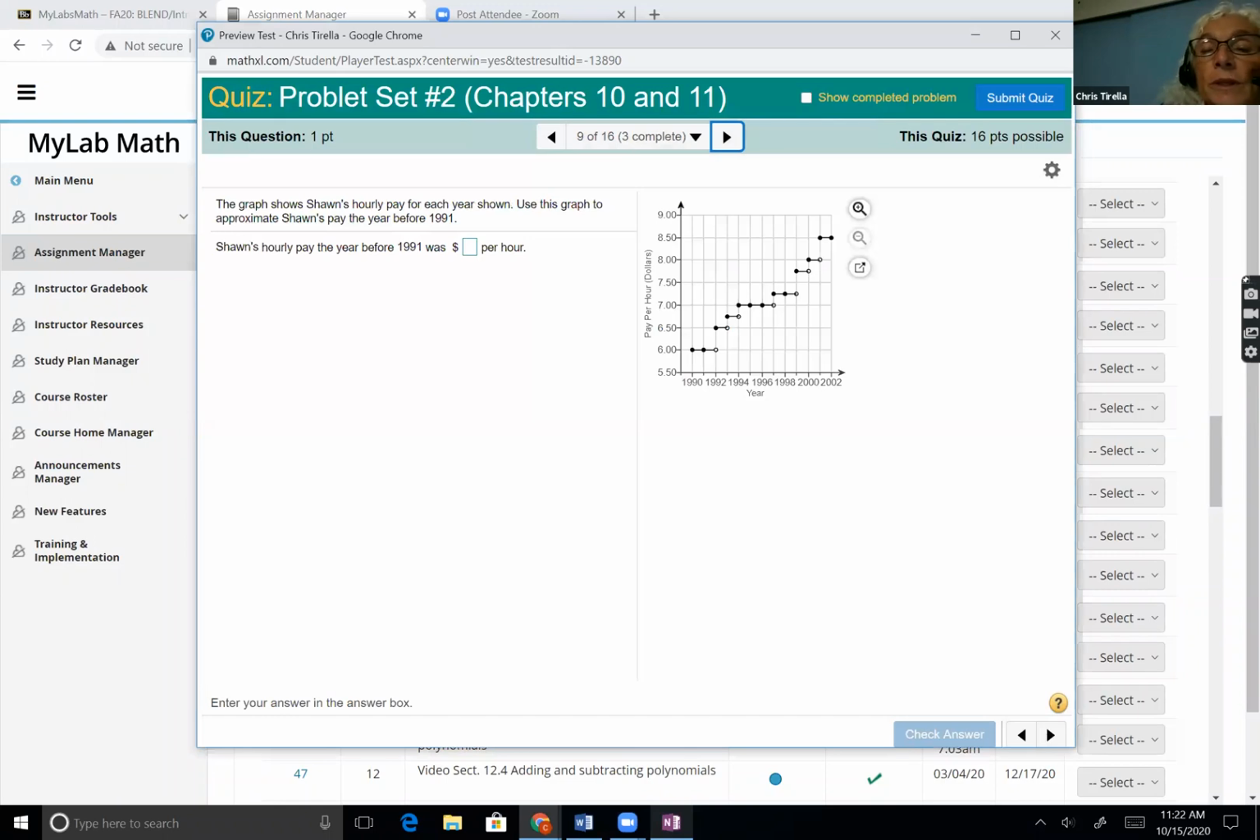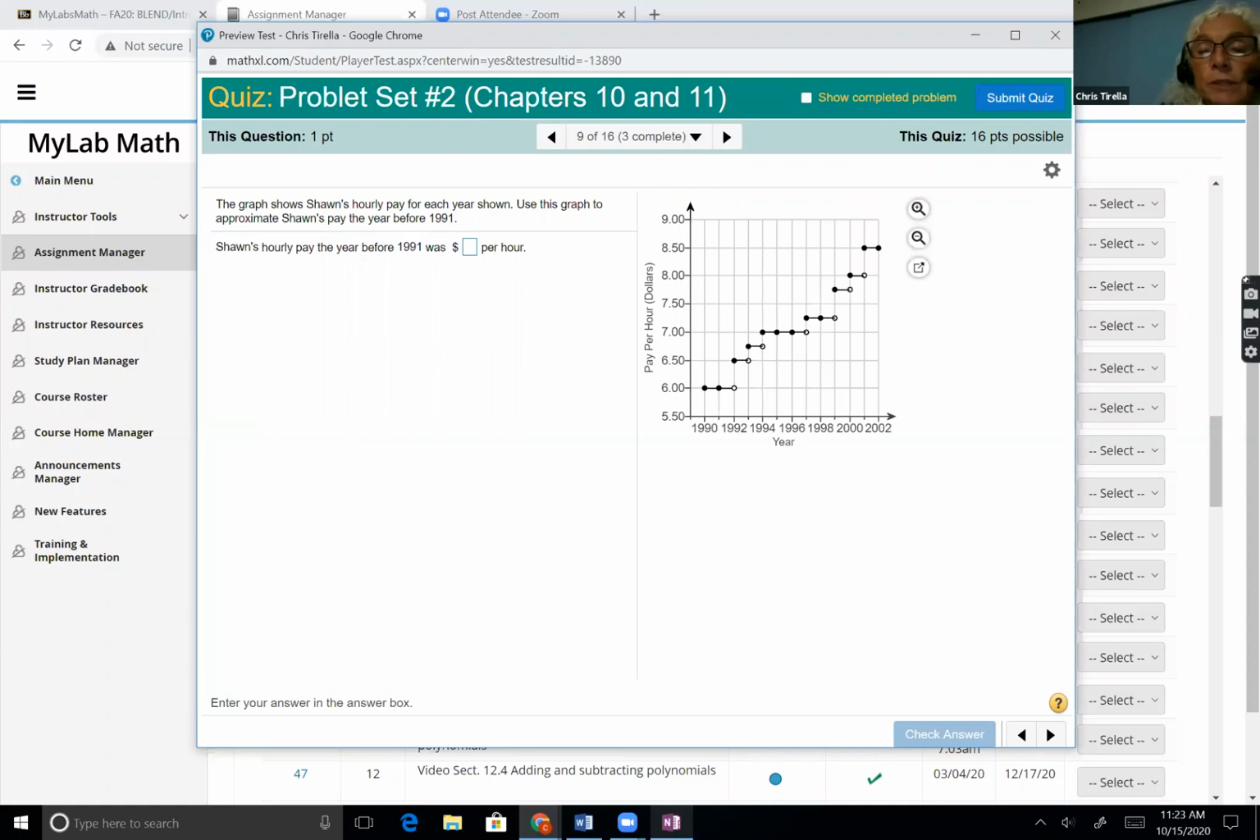Now this one asks us to read a graph. I know there were homework problems that did this, and I know we looked at finding coordinates on a graph. But let's go through and look at this example. It shows Sean's hourly pay for each year. Use this graph to find the appropriate pay the year before 1991. If I remember correctly, this was in the function section.